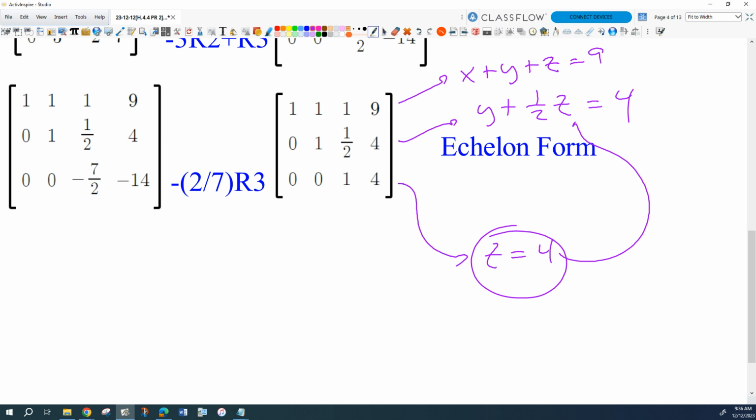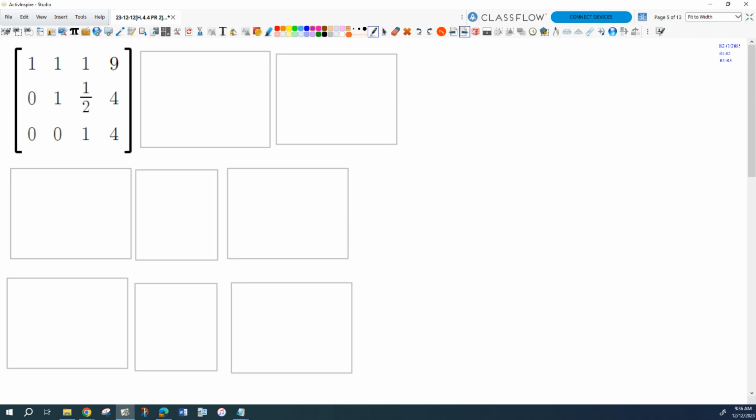You could stop there when you get it to row echelon form, and that would be okay. Okay, what else could we do? We've got it in this form. If I wanted to put this into reduced row echelon form, what else do I need to do?